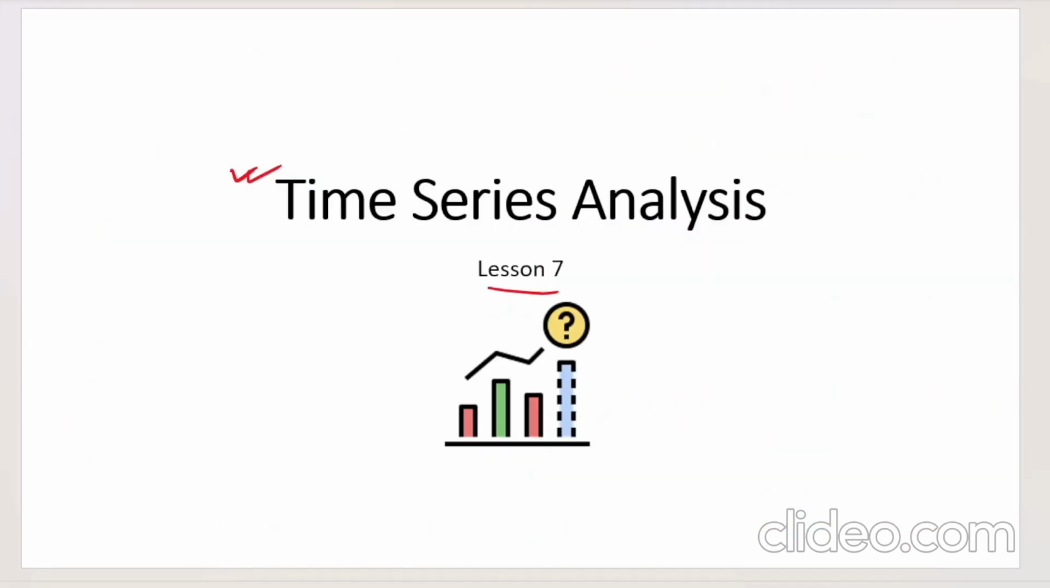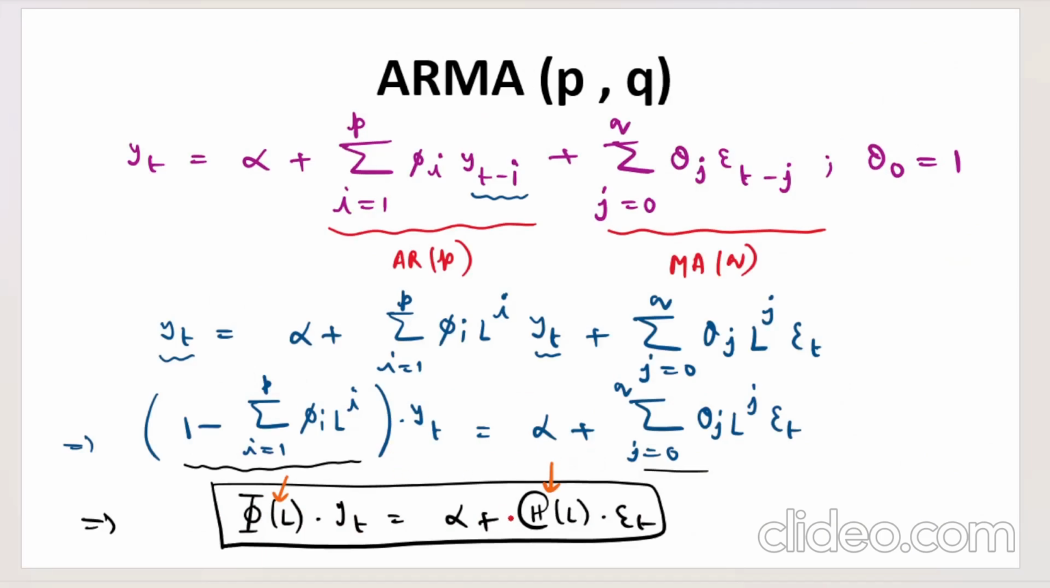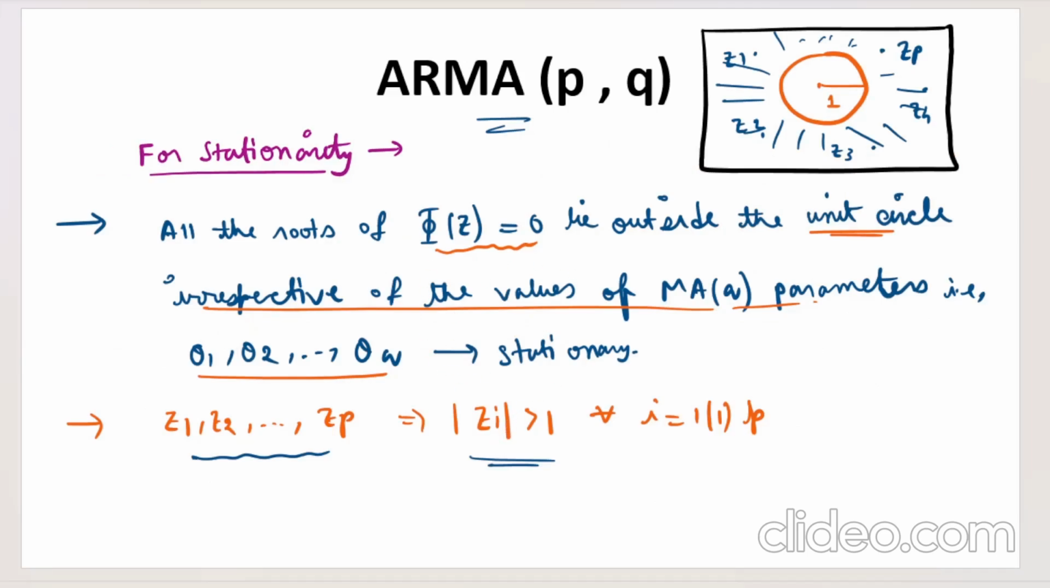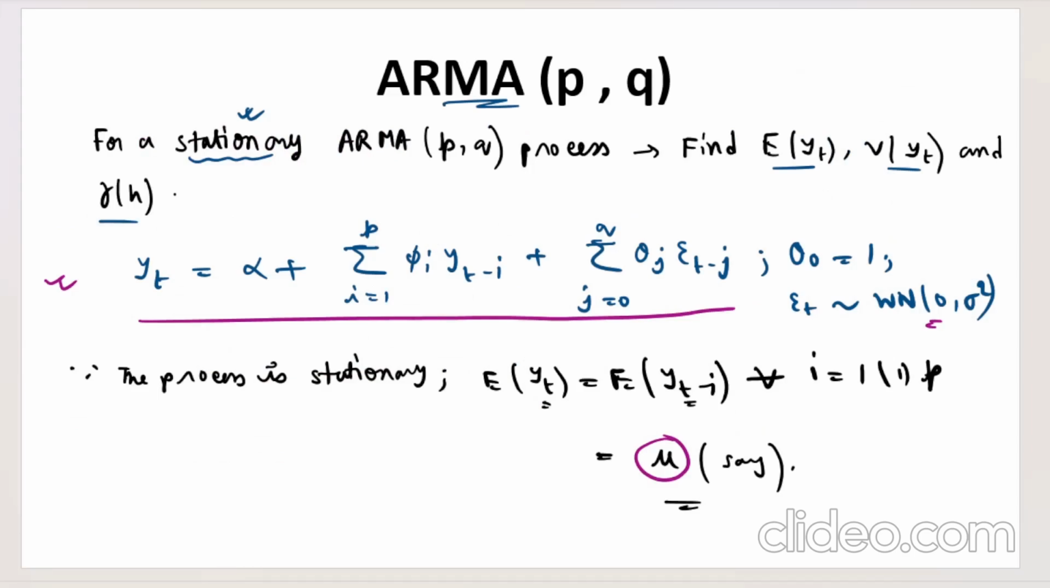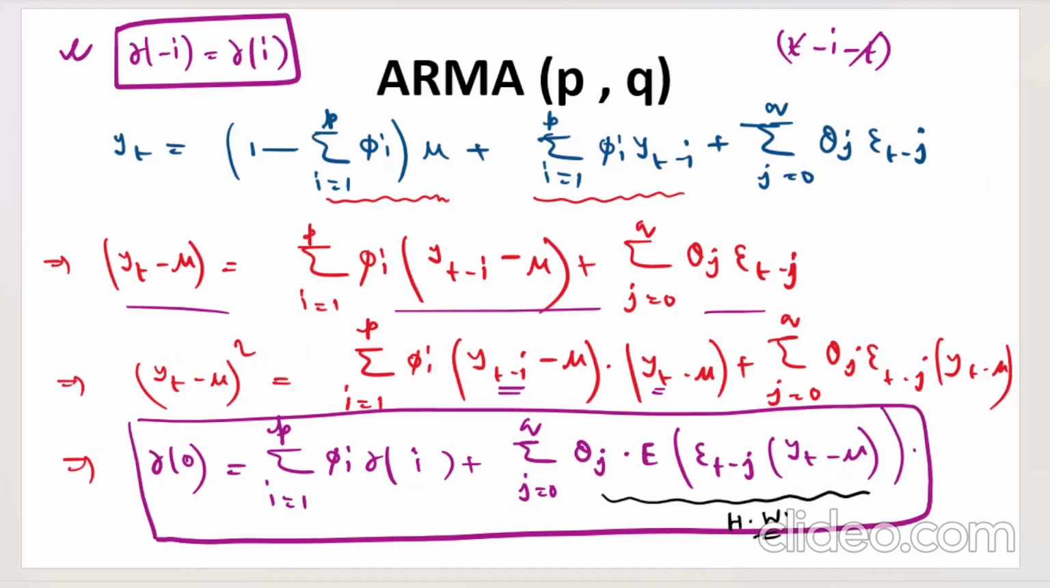Let me give a quick recap of what we have done. Firstly, we defined the ARMA(p,q) process and how you write it, and then we explained it in terms of the lag operator. We derived the characteristic polynomials for the AR process and the MA process, and then combined them. Then we saw the condition for stationarity of this ARMA(p,q) process, and finally we saw how to find the mean, the variance, and the auto-covariance function. Since the nature of this process is a little complicated, those expressions for the mean, variance, and auto-covariance will also be a little complicated.